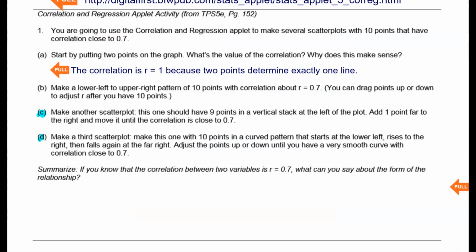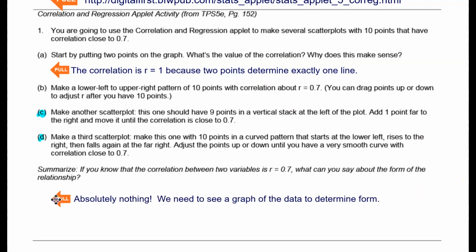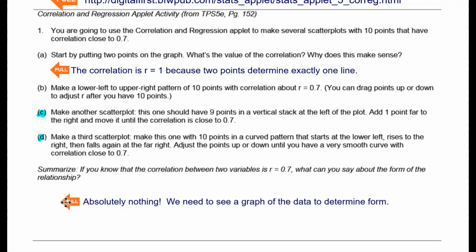From this point, we should be able to summarize that if we know the correlation between two variables is 0.7, what can you say about the form of the relationship? And the answer to that question is absolutely nothing. We've got to see a graph of the data to determine form, and that's a big idea with what we just did in this activity. If you just know that correlation is 0.7, that does not help you at all. It is fairly meaningless without a picture of the data, because we had three very different pictures, and one of them I would call the relationship approximately linear, but in the other two, clearly it was not.